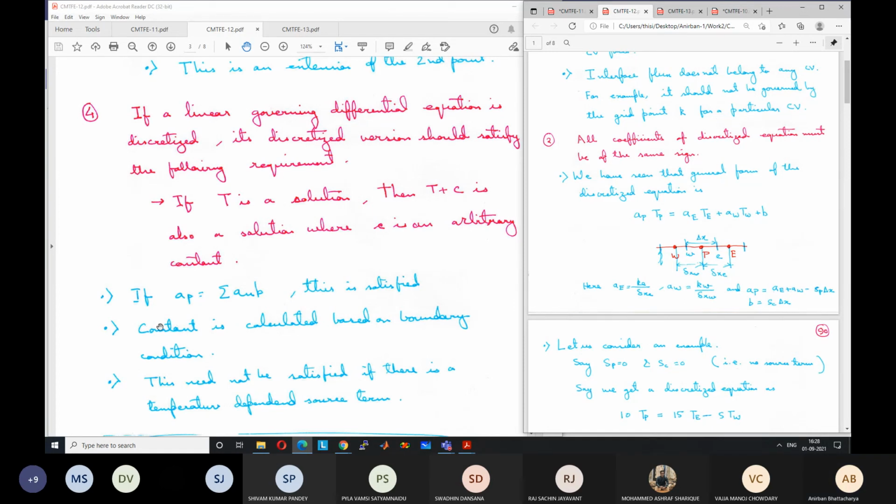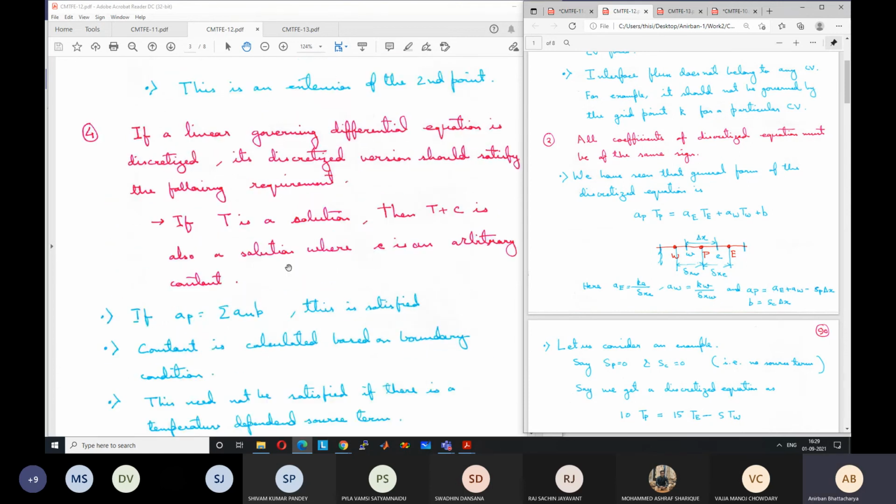The uniqueness in the solution will come from the boundary condition. Boundary condition will give us the correct, single unique solution. However, if there is a temperature dependent source term, this condition is not valid. Obviously in that case the source term will vary with the temperature. So for T there will be one source term, for T plus C there will be another source term, so this condition is not satisfied. So this is another condition.